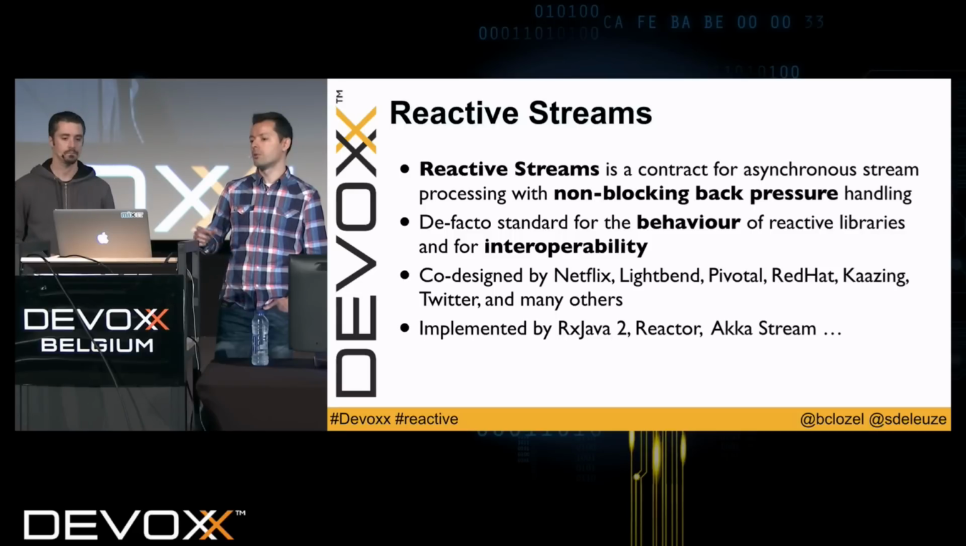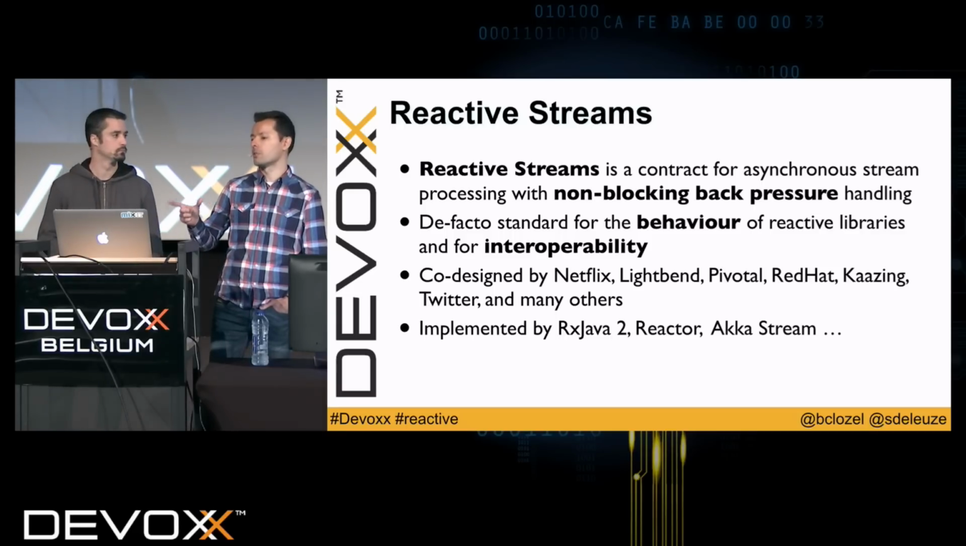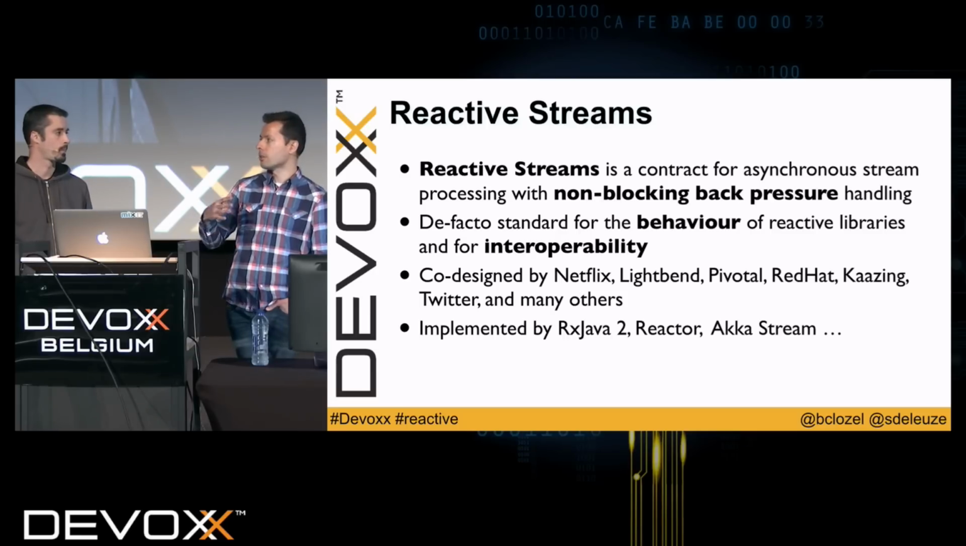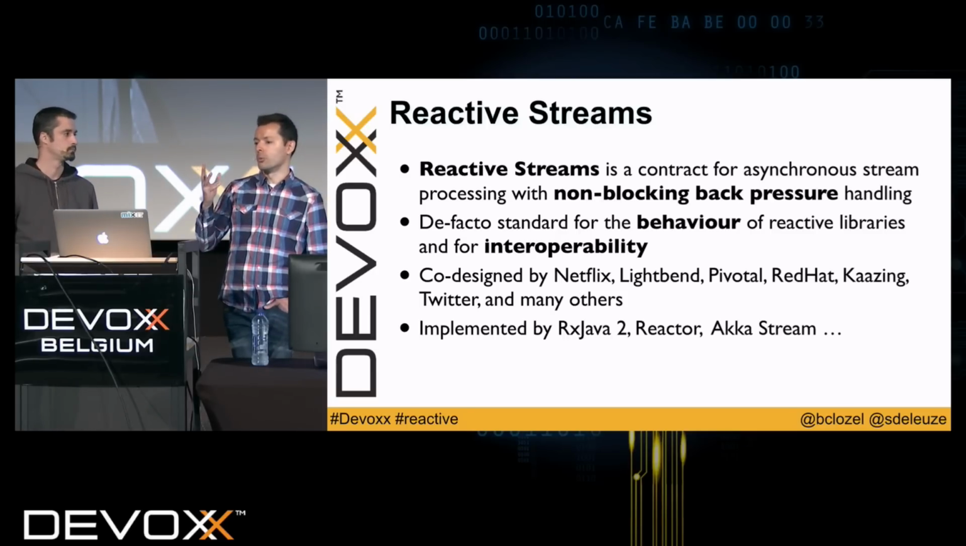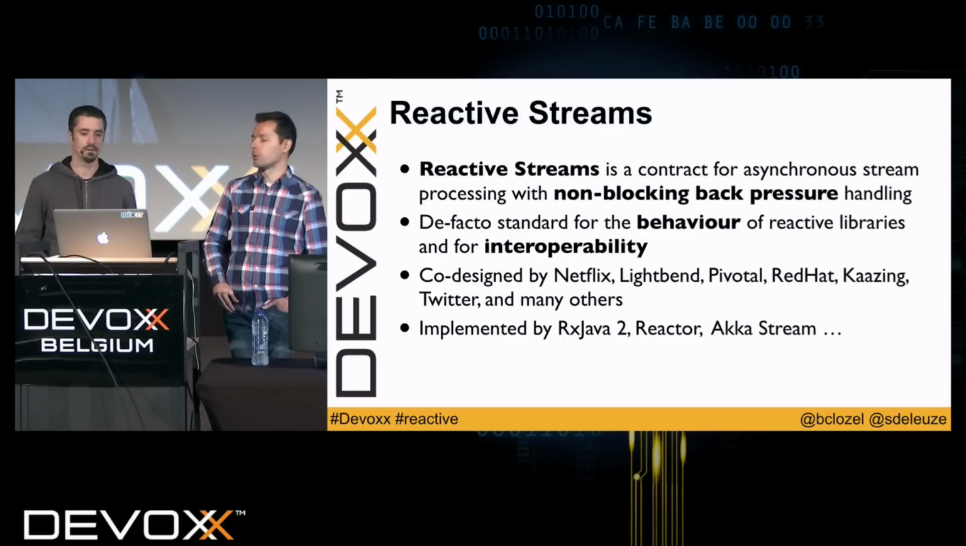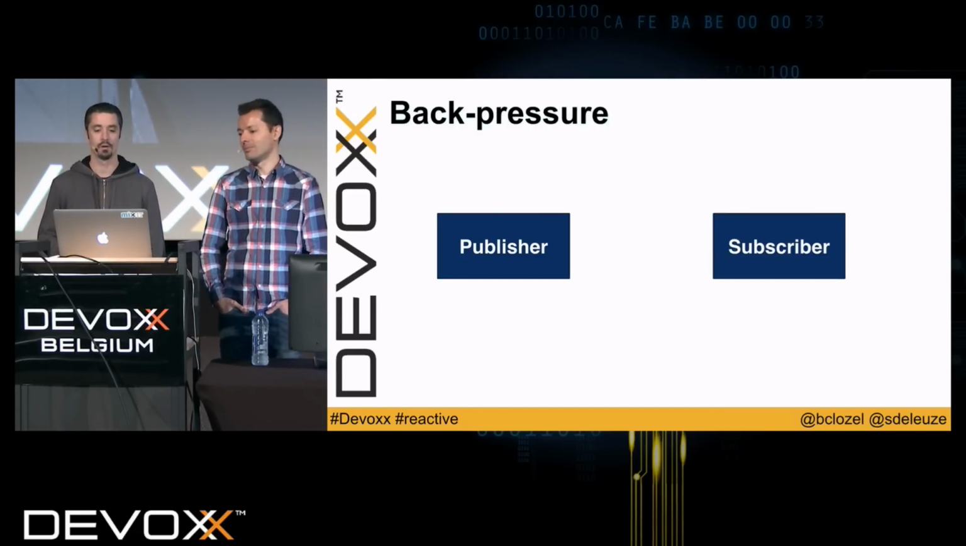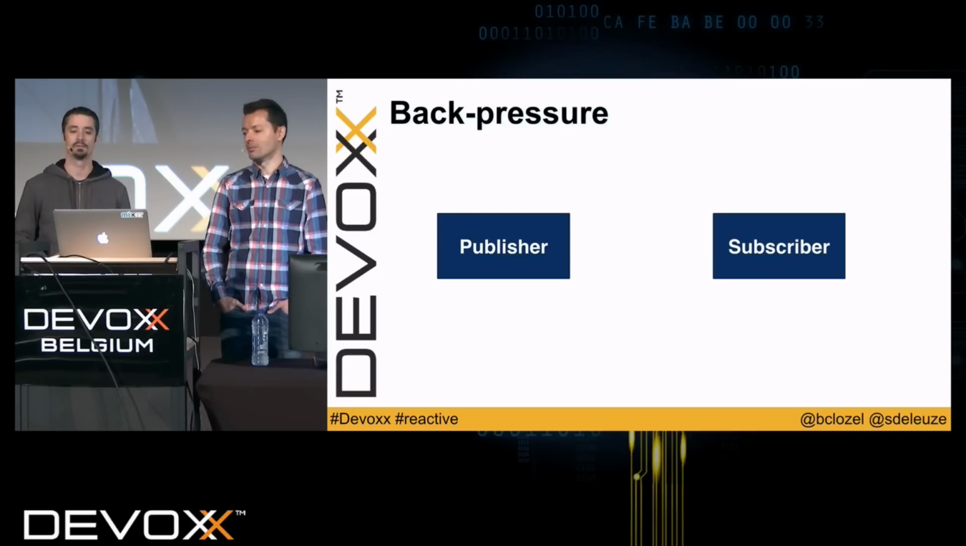Yeah, so if two libraries implement reactive streams, they can communicate that back pressure signal to each other. So I guess we should explain what back pressure is at that point, because that sounds a little bit magic. Back pressure is a key concept behind reactive streams.